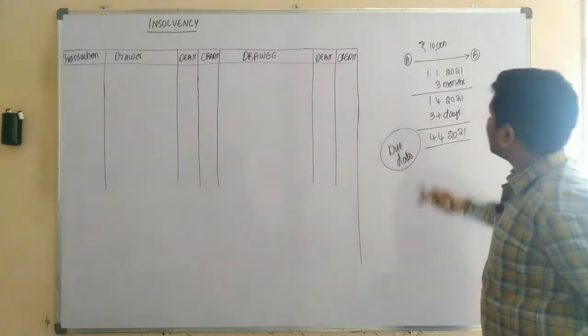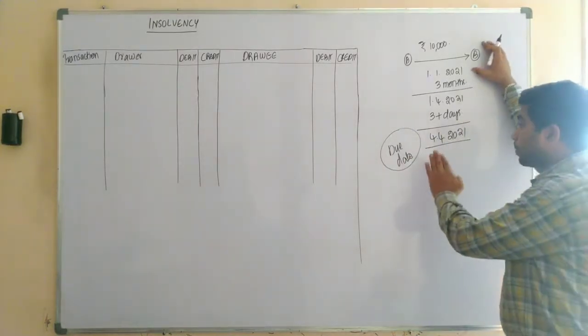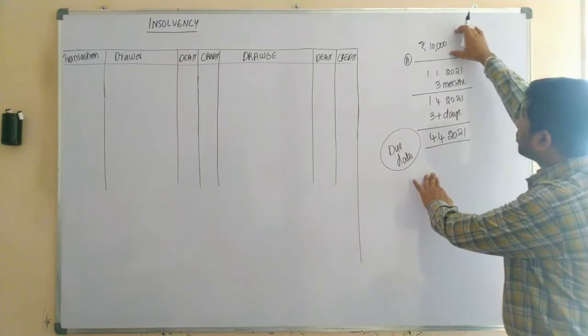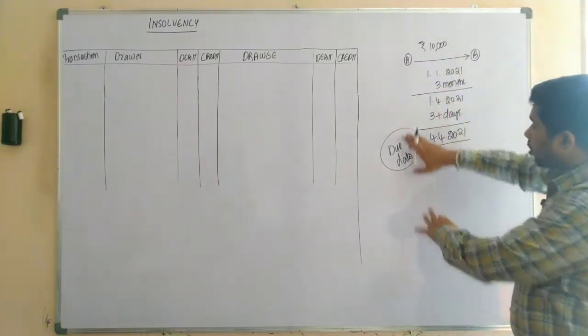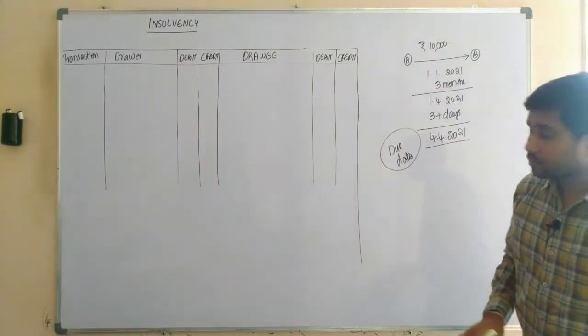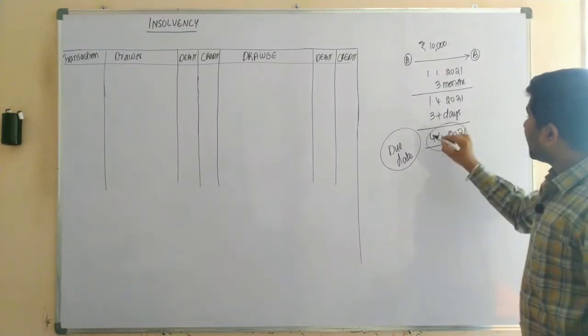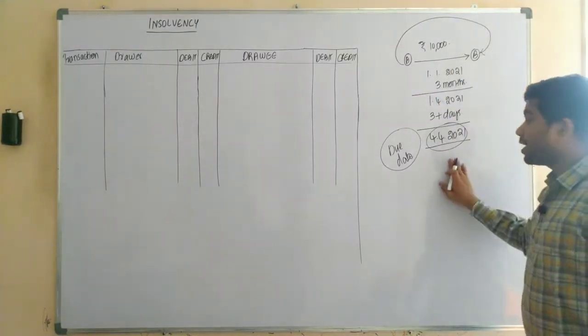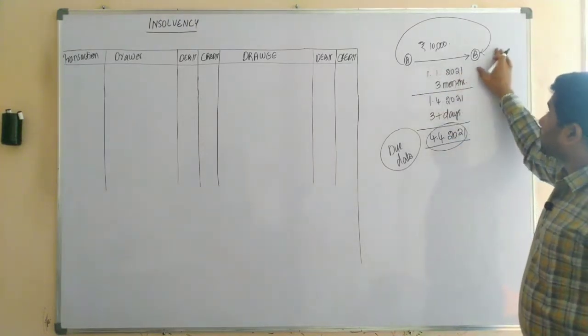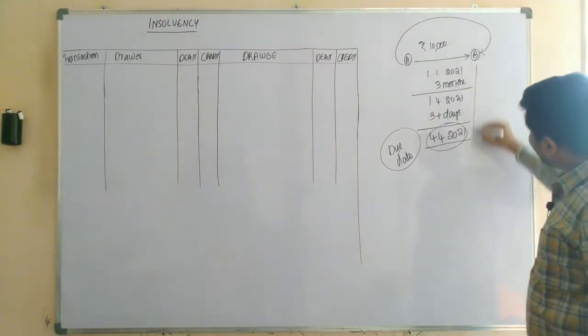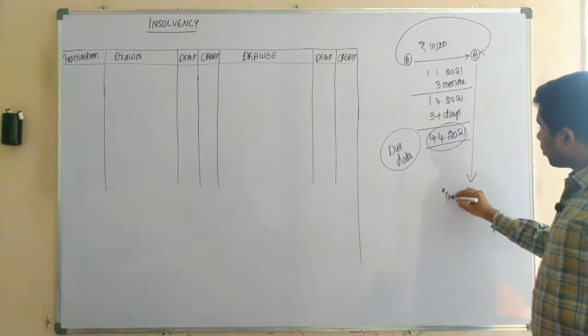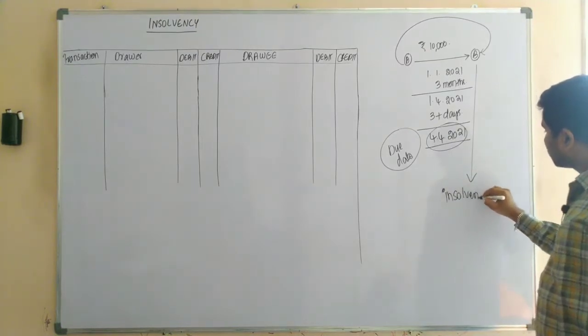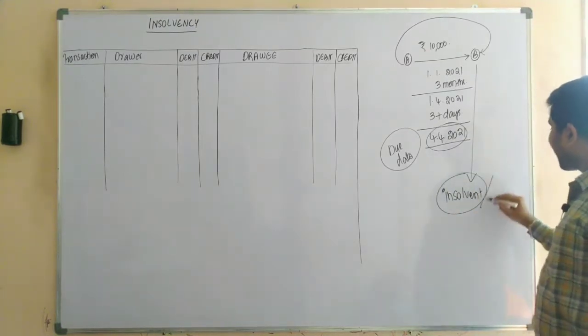Yes or no? So that means Mr. B is supposed to pay 10,000 rupees to Mr. A on this due date. Yes or no? So on the due date, upon approaching Mr. B, Mr. B became insolvent or bankrupt.